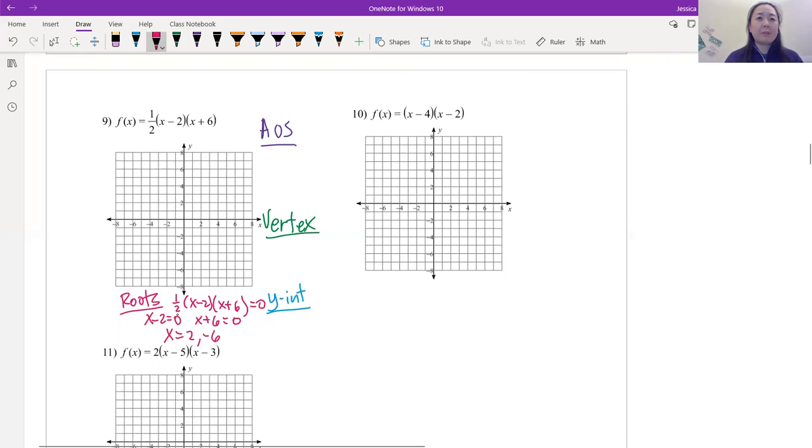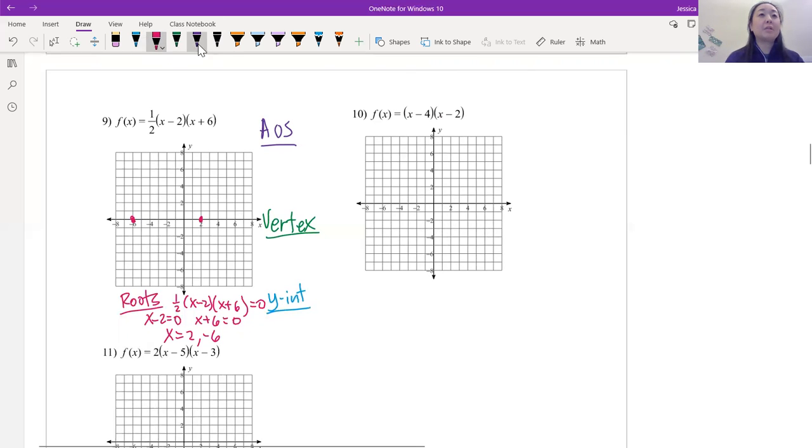Now you may wonder, well, what about the 1/2? It doesn't matter, because if x is 2, 2 minus 2 is 0, right? What's 0 times 1/2? 0. 0 times whatever, even 8, will still be 0. This 1/2 is irrelevant. It doesn't help us with roots. That just helps us with the shape. So here are my roots at 2 and negative 6.